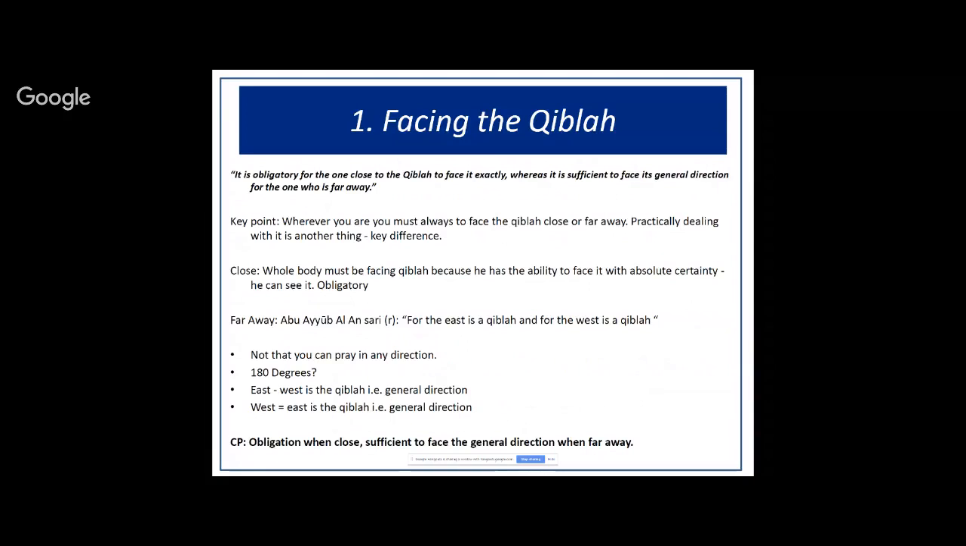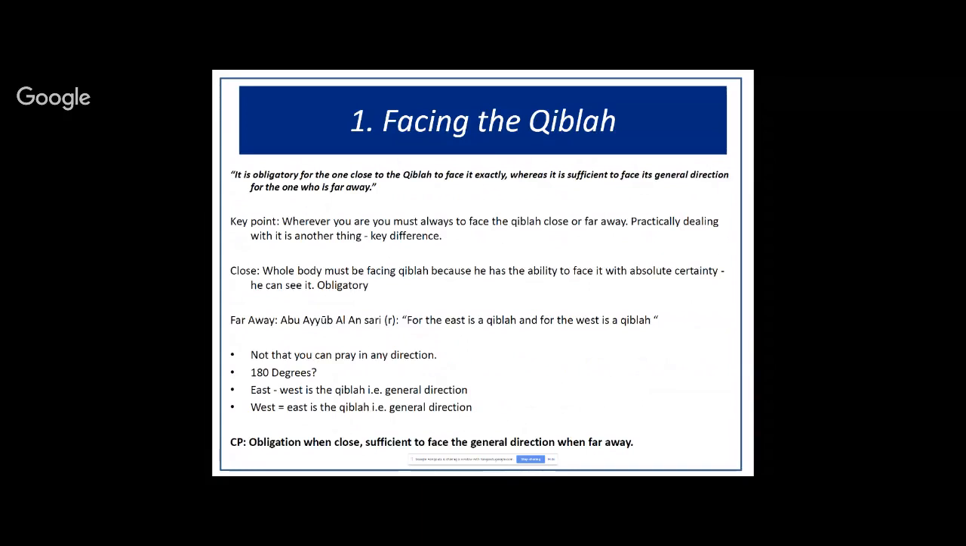But the key point to note here is that we're not saying if you're far away from the Qibla that you don't have to face the Qibla. No, you have to always face the Qibla. All we're saying is there's a practical difference in how you do so. When you're close, obviously you can face it directly, but when you're further away, it's a lot harder practically, so you just face its general direction. It's not saying you don't have to face the direction, or that it's not important. It's still absolutely critical.